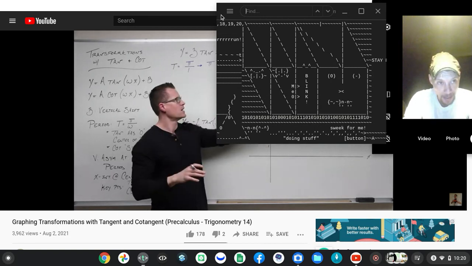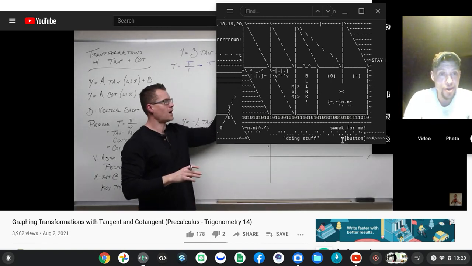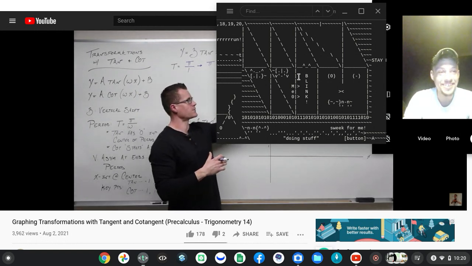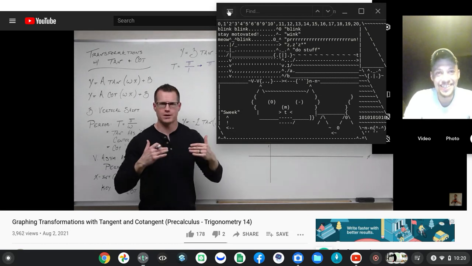Think about why that is. If we went all the way to the right, to pi, and all the way to the left, pi, that would be two periods of pi, from the very far left to the very far right. That's a problem. So here's how I always approach doing the period of tangent.